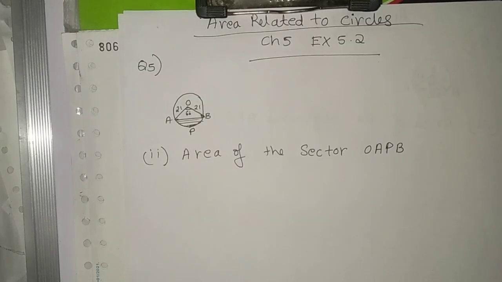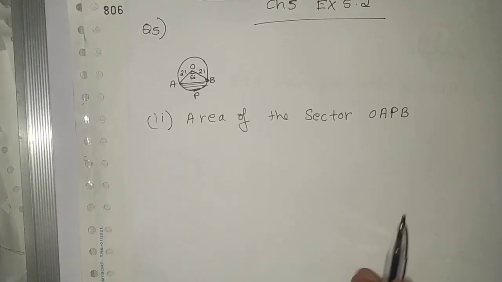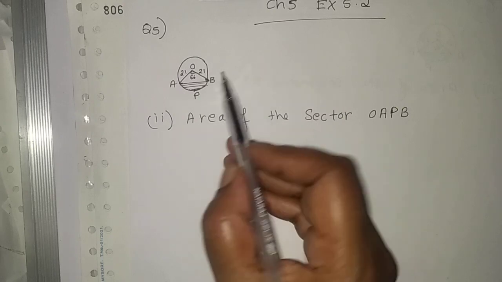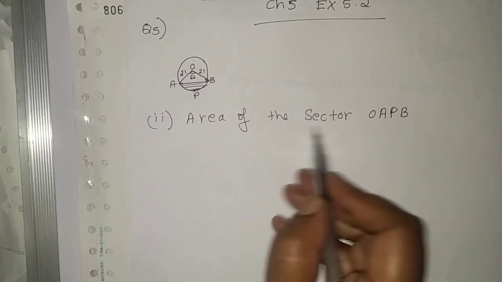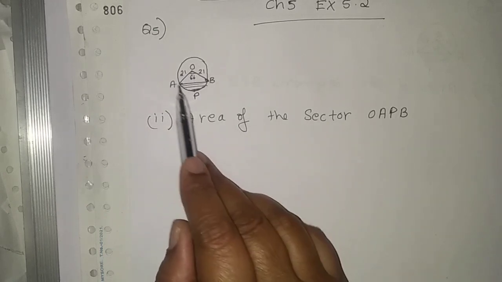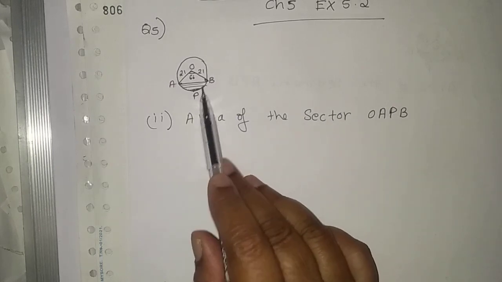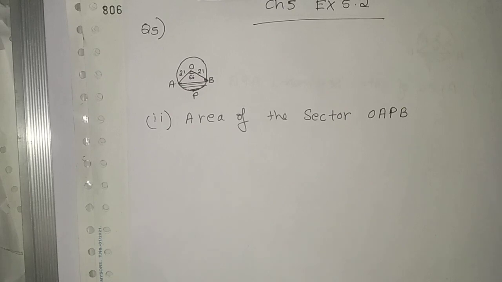Okay, next, we move on to the fifth question, that is the second sub problem. So here also I've written the diagram again, same thing. We have to find out the area of the sector OAPB. Now we finished finding out the length of the arc. Now we are finding the area of this OAPB.